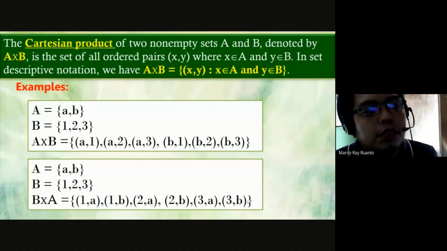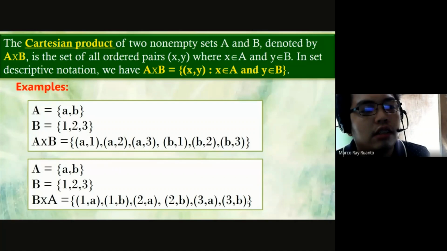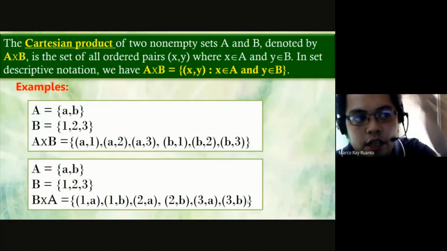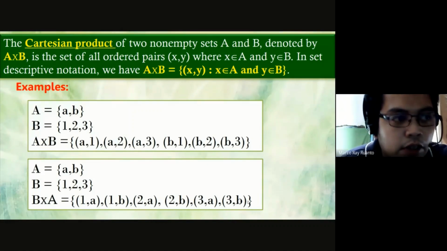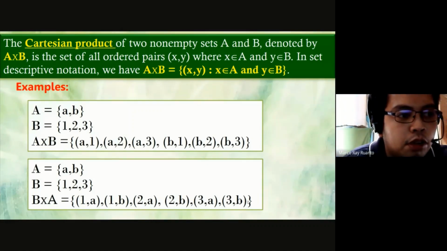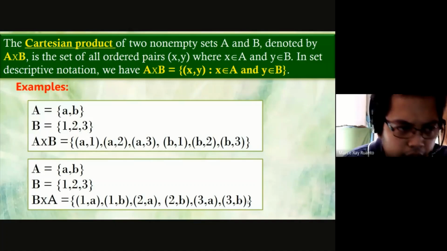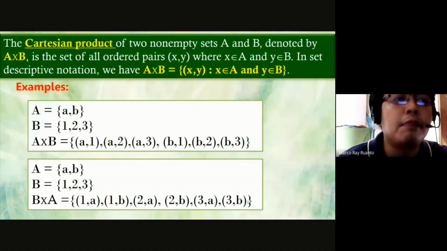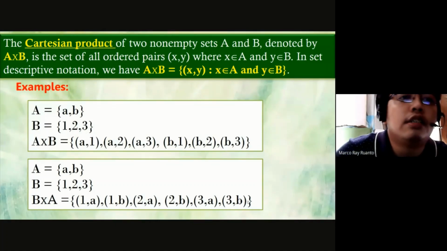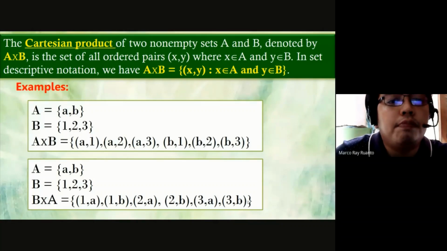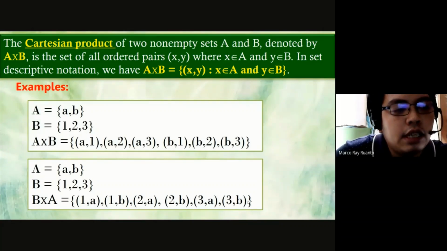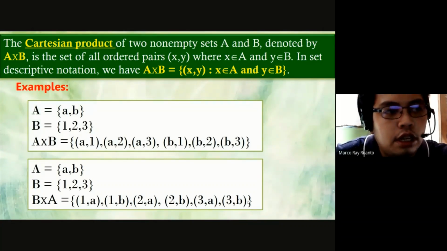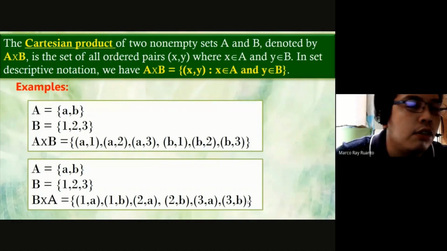Take note that the Cartesian product is not commutative. So A times B is not equal to B times A. If you look at the elements, in one the letters come first, then the numbers, while in the other the numbers come first, then the letters. So you cannot swap them. If you have A times B, first come the elements of A, then the elements of B. That's how we write it in the ordered pair.